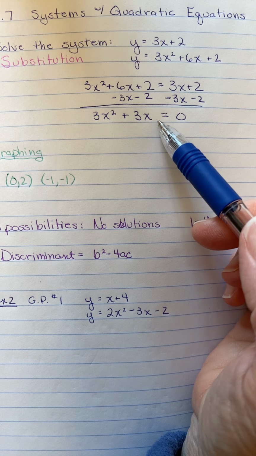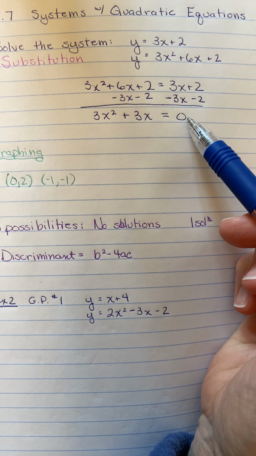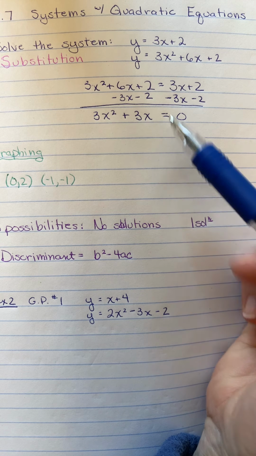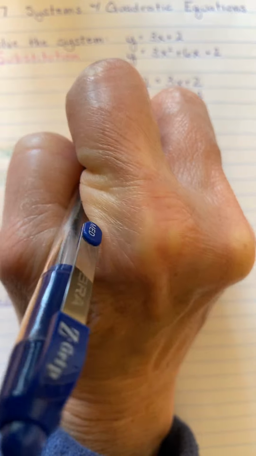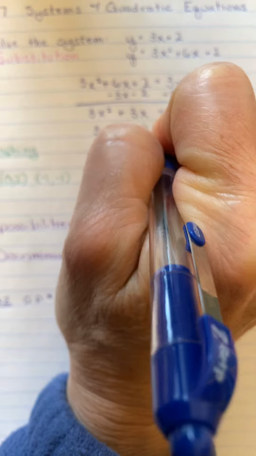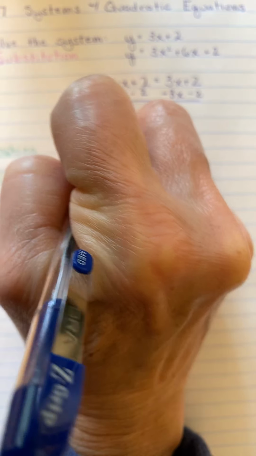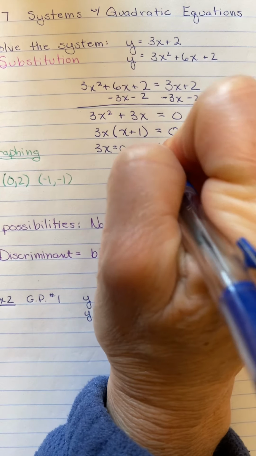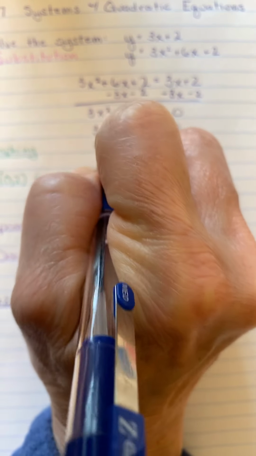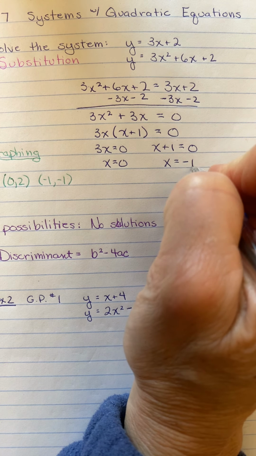All right, at this point in time, I could put this into the quadratic formula, which is nasty, or I could factor it. I have a greatest common factor. It's one of those types of problems. I could factor out a 3x, and then I would have x plus 1, and this is equal to 0. And then now we apply the zero product property. 3x equals 0, or x plus 1 is equal to 0. So when we divide by 3, x is equal to 0. And when we subtract 1, x is equal to -1.